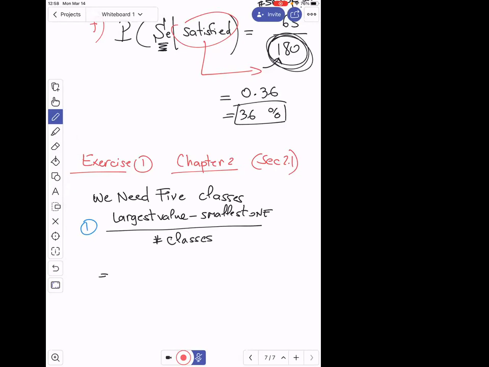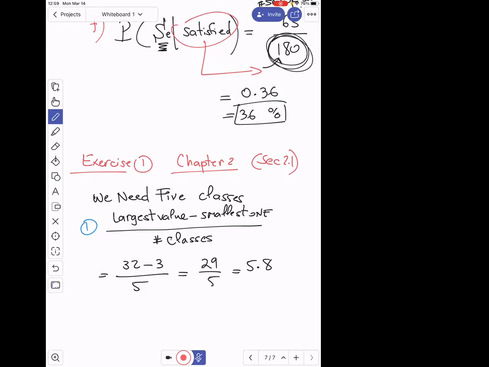So like in our example, the largest data value, if I'm not mistaken, is 32. And the smallest would be 3, right? Over the number of classes we need, 5 classes, so over 5. So we subtract first: 32 minus 3, that would be 29, over 5. And 29 over 5, that's 5.8, right?